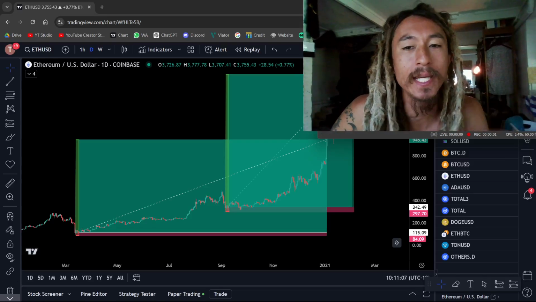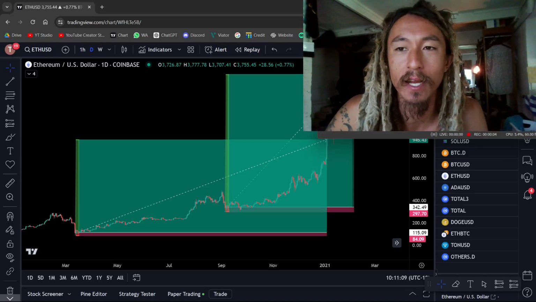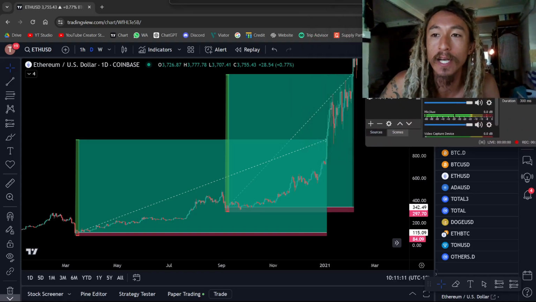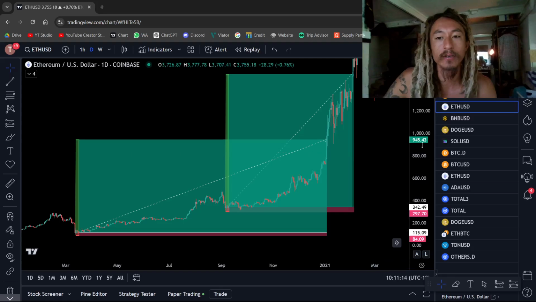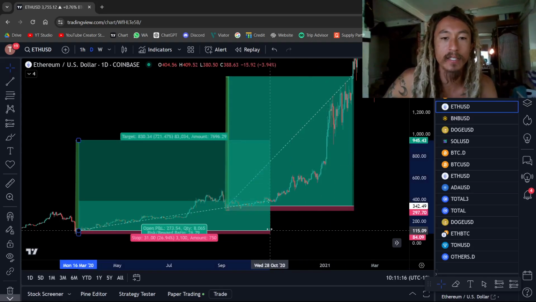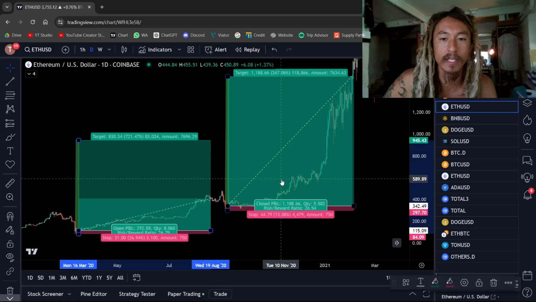Let me show you something absolutely insane, and that is this indicator. I'm going to show you forward testing. Let's get into it. So look at this. These are the trades, example of trades that this indicator put on.